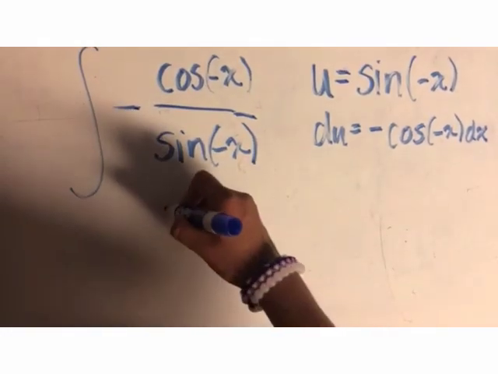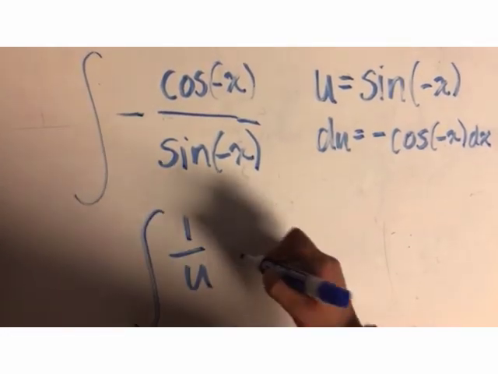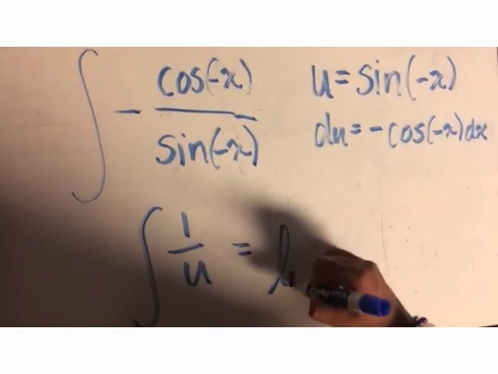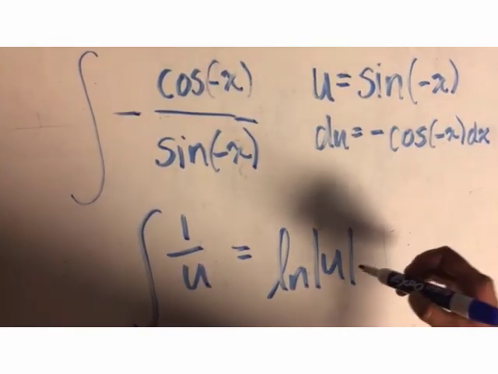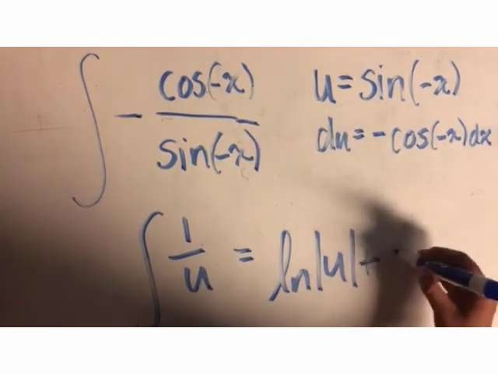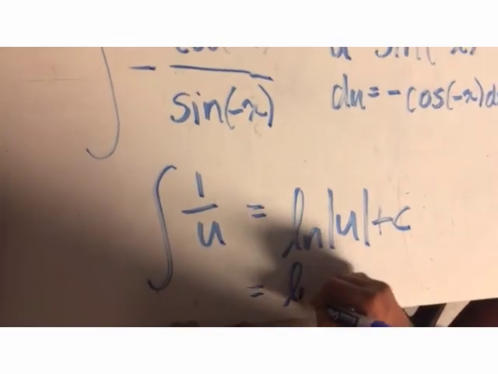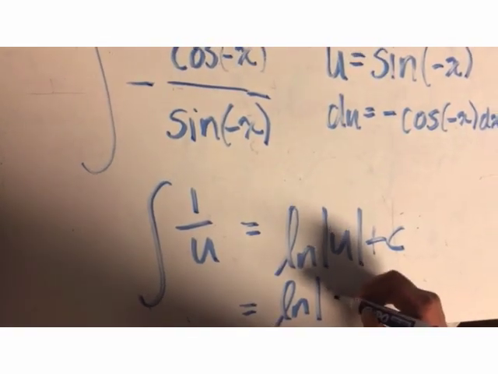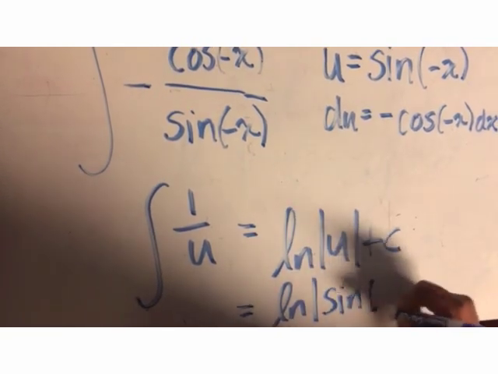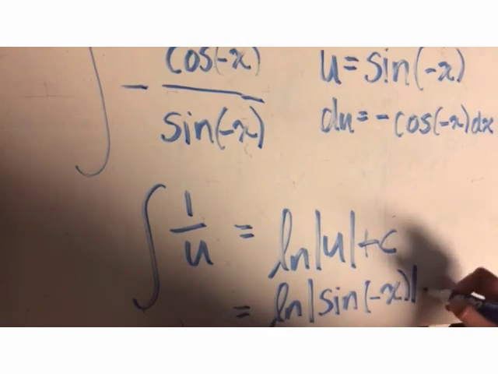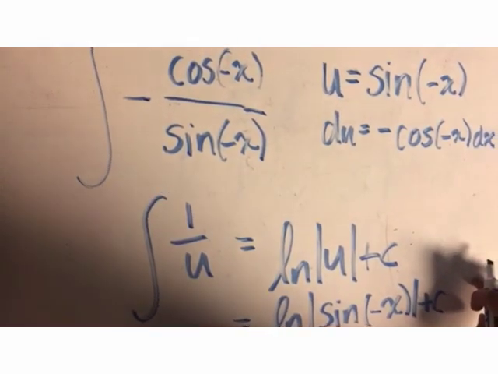So, in the end, I'll get the integral of 1 over u, and this then leads to me getting ln natural or absolute value of u plus c, and when I plug in my u again, I will get the answer of ln natural log, or ln absolute value sine negative x plus c. And for these problems, it's very important to know your trig identities.